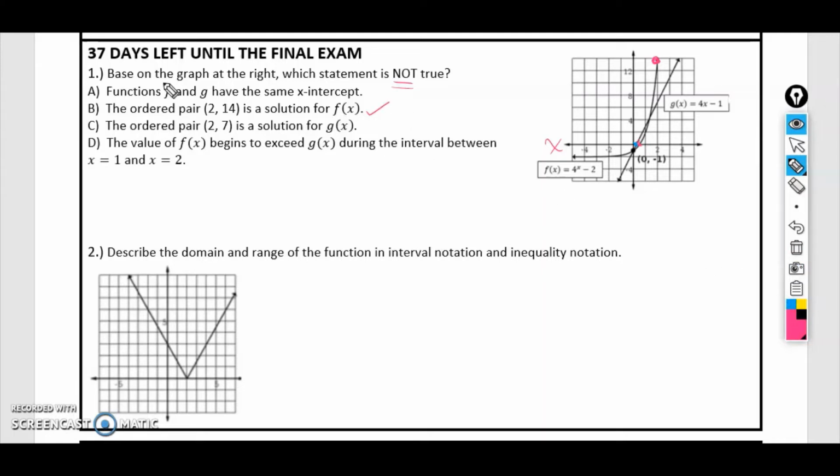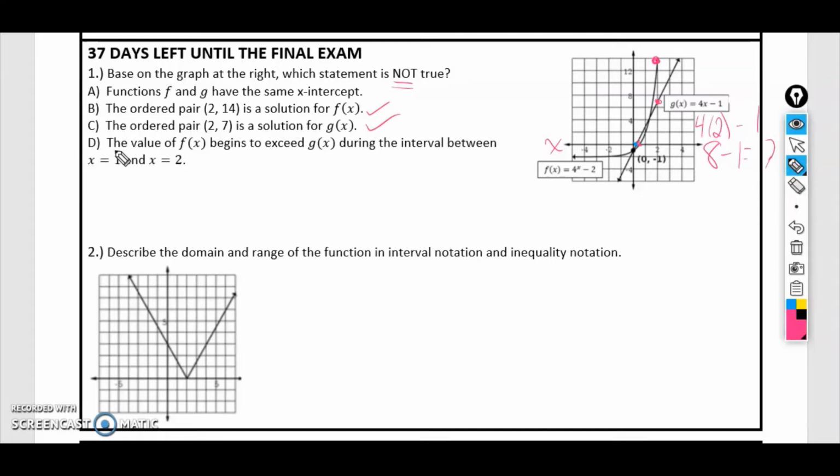The next one says the ordered pair 2, 7 is a solution of g of x. So if I go over to 2 and go up to 7, it is on the line, but let me check by plugging it in, make sure I'm just not guessing. So 4 times 2 minus 1, 4 times 2 is 8, minus 1 is 7, so 2 comma 7 is a solution, so that one works.